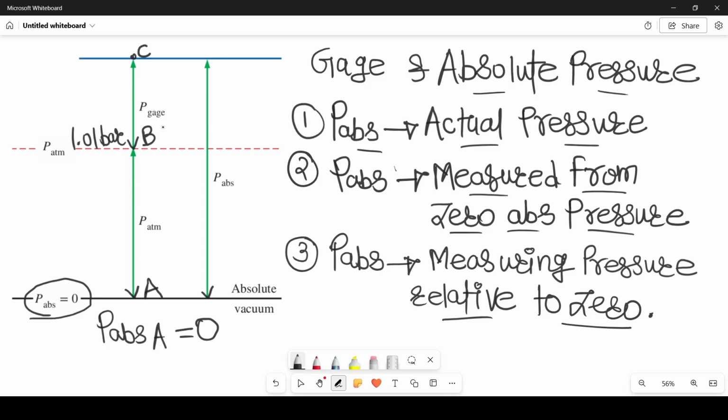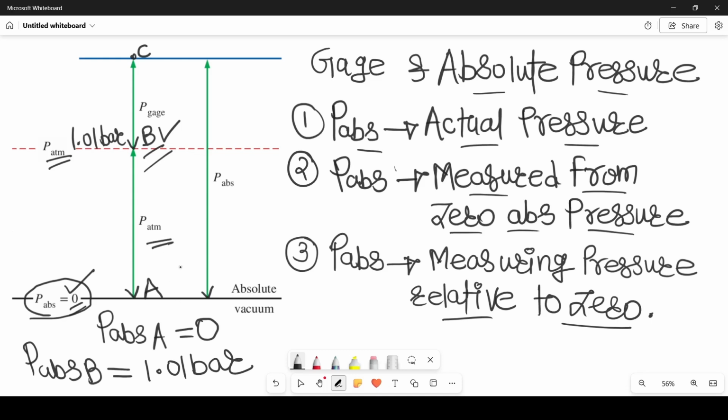Now let's say I want to calculate absolute pressure at point B. What is the pressure at point B? Pressure at point B is the atmospheric pressure. So I will measure how much the atmospheric pressure is relative to this zero absolute pressure. So I will write: absolute pressure at point B is equal to 1.01 bar, which is the atmospheric pressure. So here we are measuring this as absolute pressure at point B with respect to zero absolute pressure. How far is a certain pressure from the zero axis?